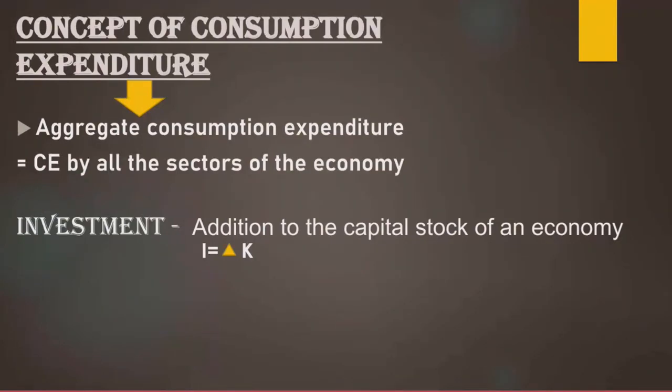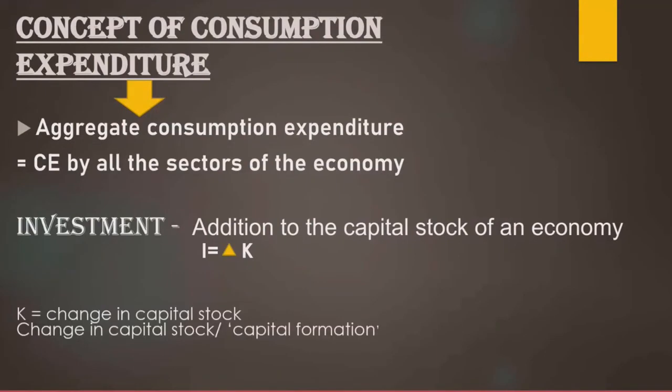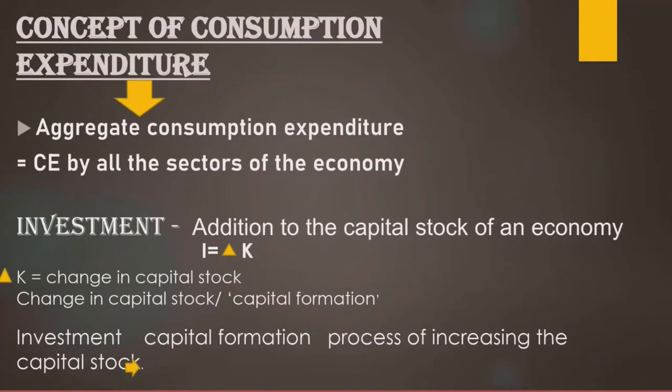We used to represent I as delta K. Delta K means change in capital formation. So in the economy, what capital formation is there for a particular year, that we will be finding out. That is only what investment is. Here you can see that investment is only the capital formation, the process of increasing the capital stock, because ultimately investment will increase the production. So automatically the investment, either it will be on raw material or on fixed asset, will somehow be the reason for increasing the production in the economy.